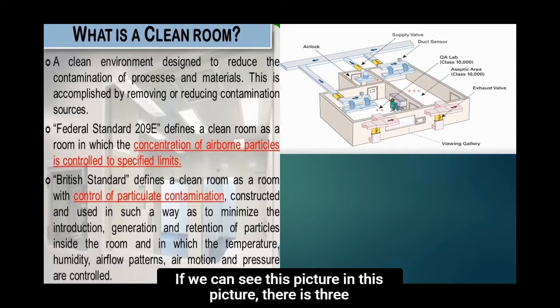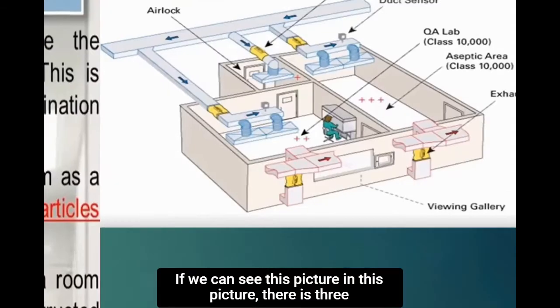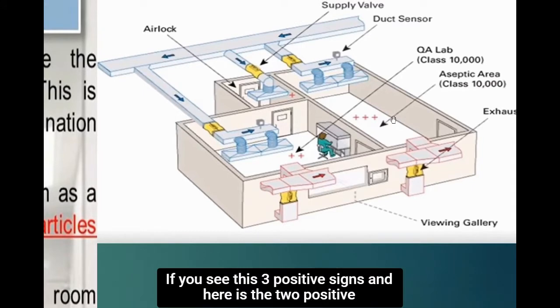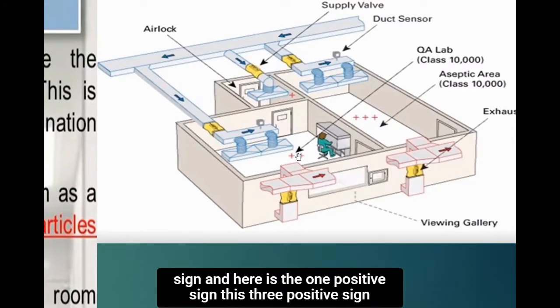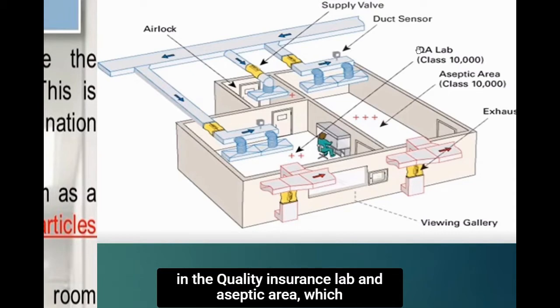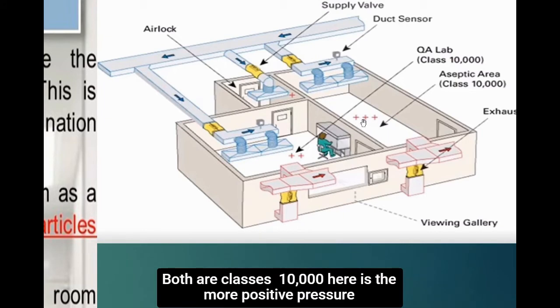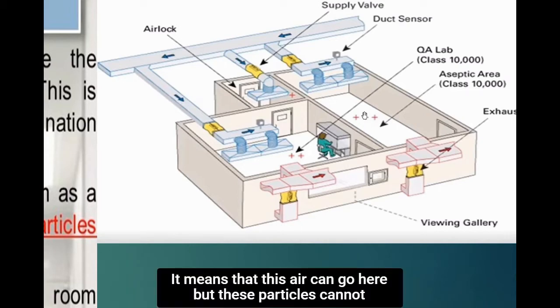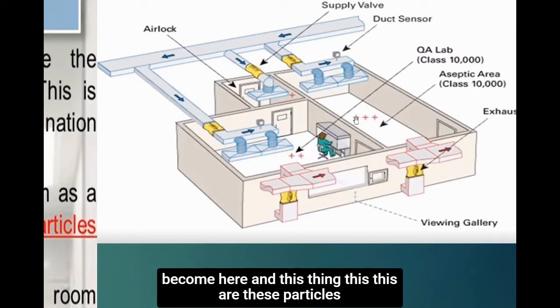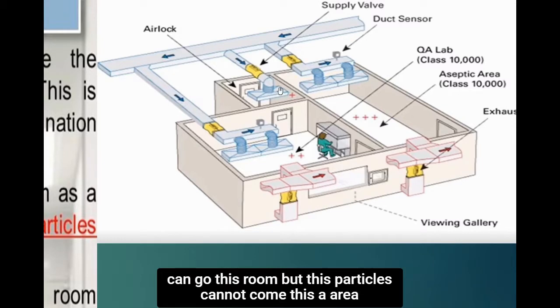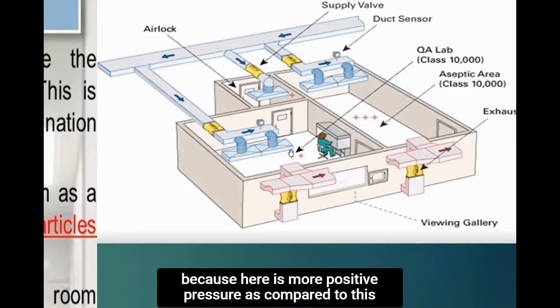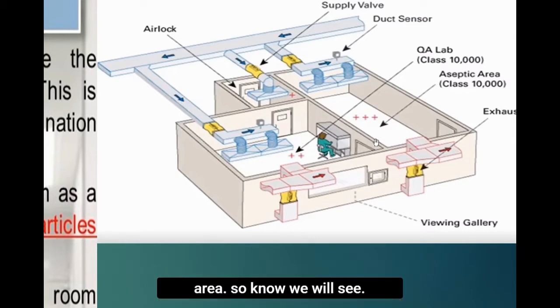If we look at this picture, there are three positive signs here, two positive signs here, and one positive sign here. These three positive signs are in the quality assurance lab and aseptic area, which is class 10,000; both our classes are 10,000. Here there is more positive pressure as compared to this area. It means that this air can go here, but these particles cannot come here. And this air, these particles can go to this room, but these particles cannot come to this area, because here there is more positive pressure as compared to this area.